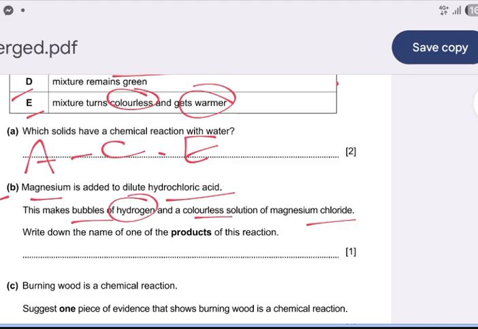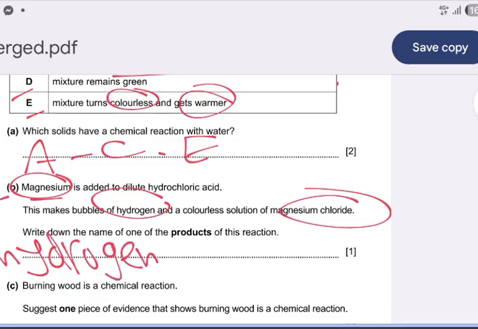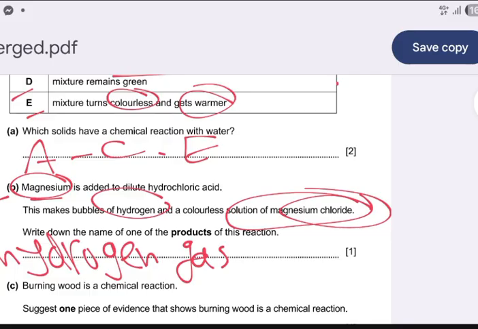So, what can you see? He already told us the products. He said what are the products? Products mean what happened after the chemical reaction. Did it give us magnesium in the beginning or did it give hydrogen gas? Hydrogen gas. Yeah, he's already giving us the answer. The products are hydrogen gas. What else? He also gave us what? Colorless solution of magnesium chloride, right? Yeah. So he already gave you the answer, you just need to think about it.